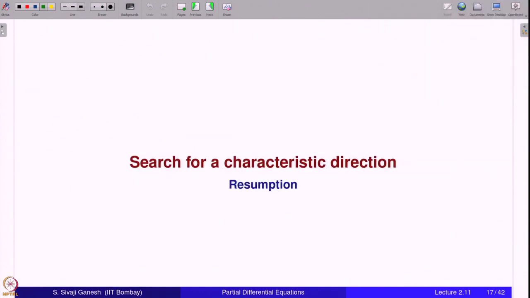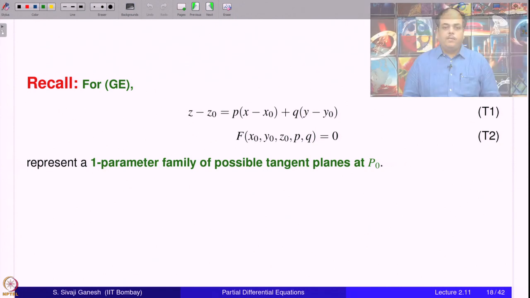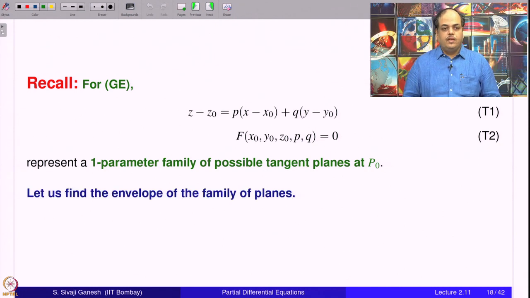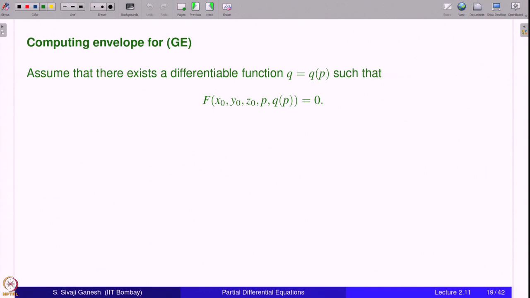So, let us resume our search of characteristic direction. So, this is T1 and T2 that represent the one parameter family of possible tangent planes at the point P naught. Let us find the envelope, that is what we need to do. To do that, we need to assume that Q can be expressed as a function of P in a differentiable way, so that this equation is satisfied. In other words, we are solving f of x naught, y naught, z naught, P, Q equal to 0, and Q is expressed in terms of P.